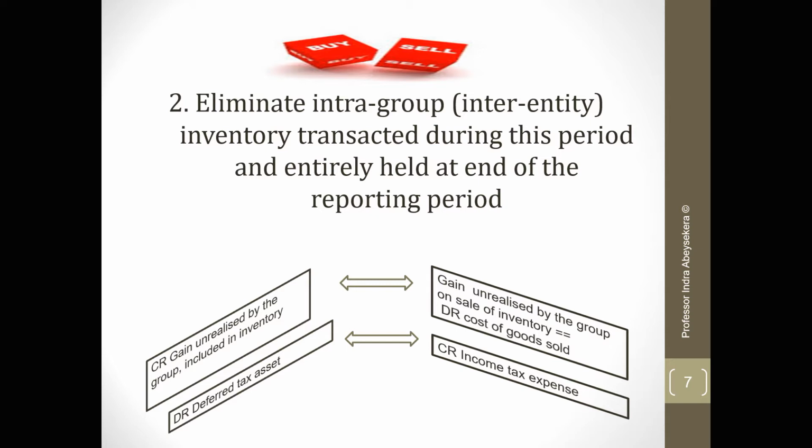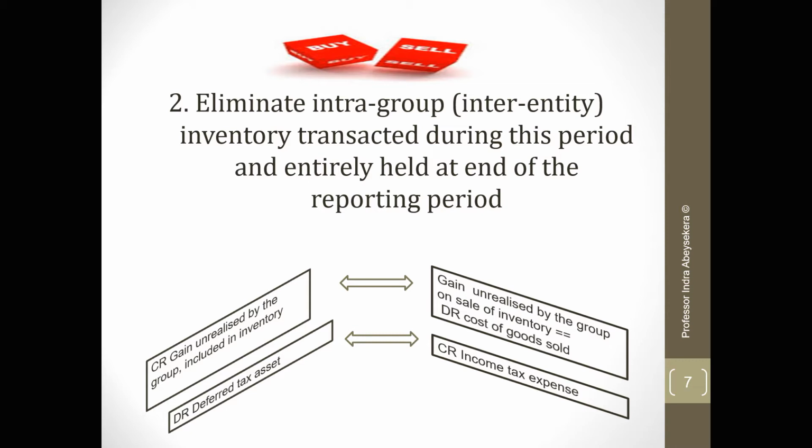We're going to look at intergroup transactions related to services and intergroup transactions relating to inventory. On inventory, we're going to look at inventory that has been sold during the current period and entirely held at the end of the reporting period, inventory that has been transacted during the current period and partially held at the end of the reporting period, and then inventory that has been transacted during the previous period and in the current period it has been sold out.